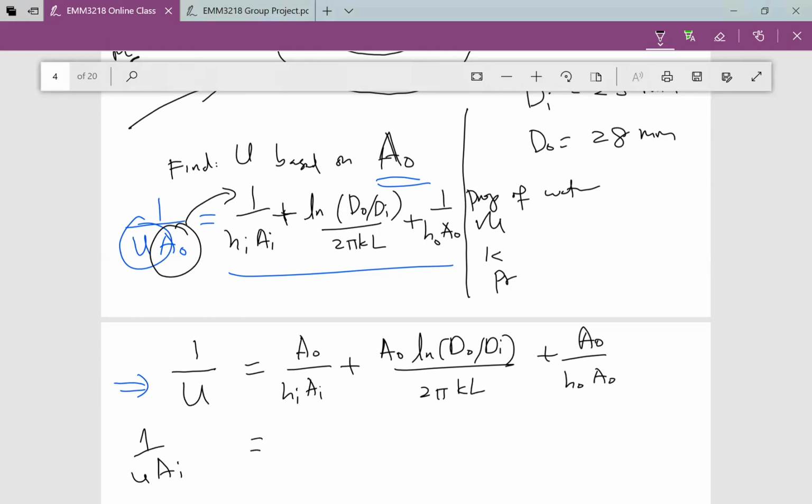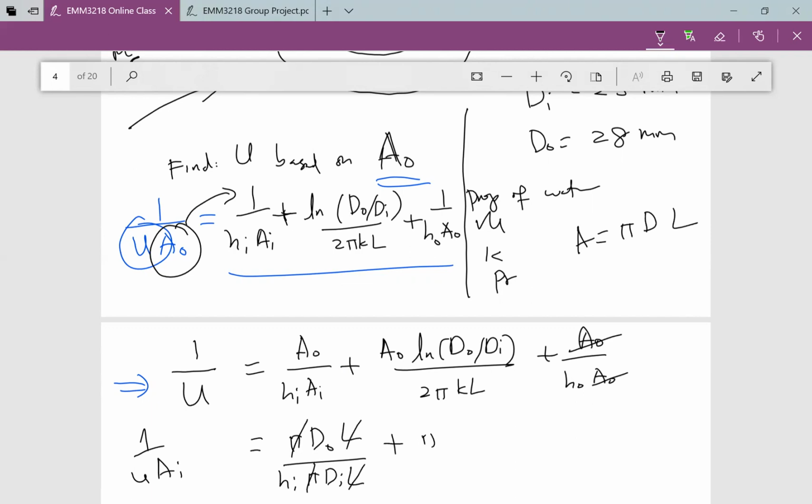Okay, so something can cancel. And then area is pi DL, right? Remember convection is pi DL, perimeter times the length, right? A outer is actually pi D outer times length. This is pi D inner times length. The reason is because we're going to cancel certain things.